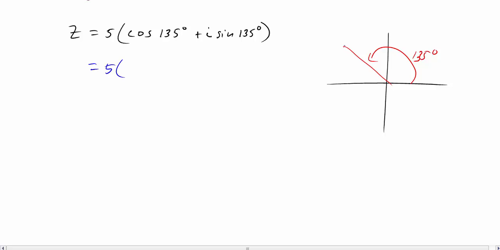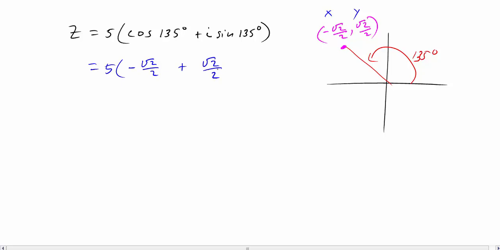And what's going to be the point? Well, the point at 135 degrees is going to be a negative square root of 2 over 2 for the x, and a positive square root of 2 over 2 for our y value. So therefore, if we were to take the cosine of 135, we're going to get a negative square root of 2 over 2. And then if we take the sine of 135, that's going to be the y value. So here's your x, here's the y, and that's going to be a positive square root of 2 over 2.